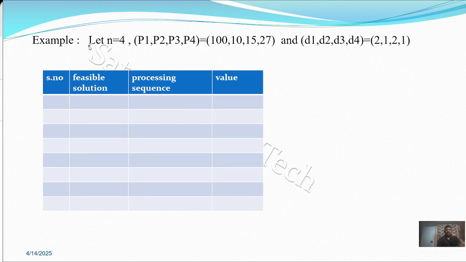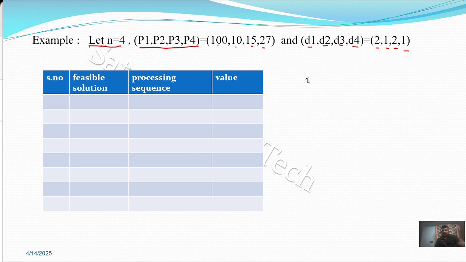Let n equal 4, so there are 4 jobs: job 1, job 2, job 3 and job 4. These are the profits: the profit of the first job is 100, the second job is 10, then 15 and 27. The job 1 deadline is 2, job 2 deadline is 1, job 3 deadline is 2, and job 4 deadline is 1. You can solve this problem using the greedy method.